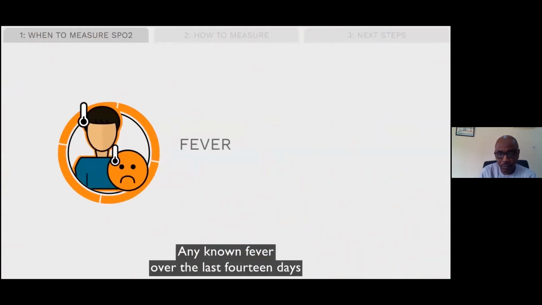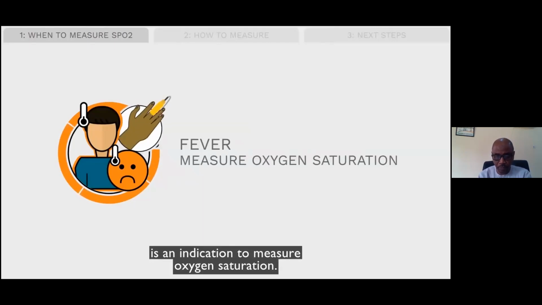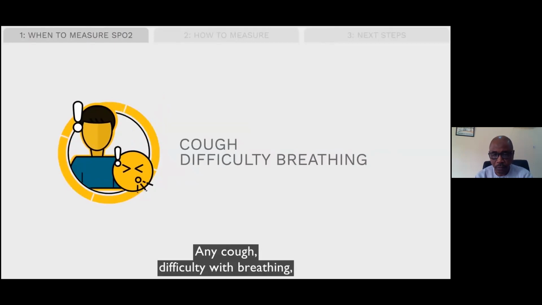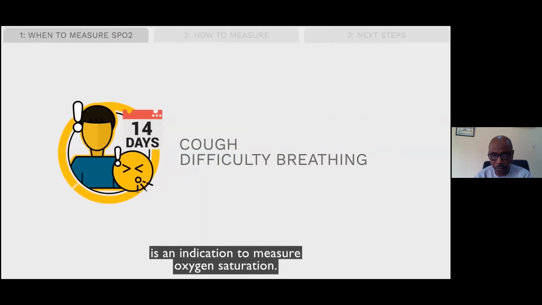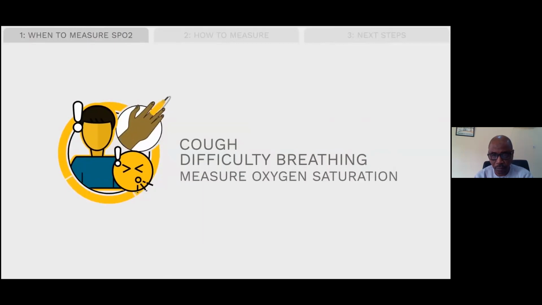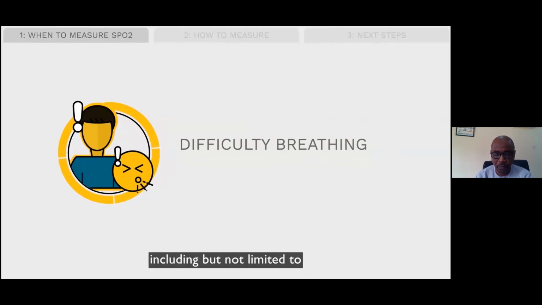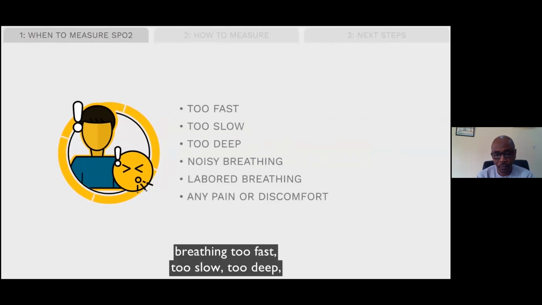Fever. Any known fever over the last 14 days is an indication to measure oxygen saturation. Cough or difficulty breathing. Any cough, difficulty with breathing, or shortness of breath over the last 14 days is an indication to measure oxygen saturation. Difficulty breathing can be any abnormal breathing pattern, including but not limited to breathing too fast, too slow, too deep, noisy breathing, labored breathing, or any pain or discomfort associated with breathing.